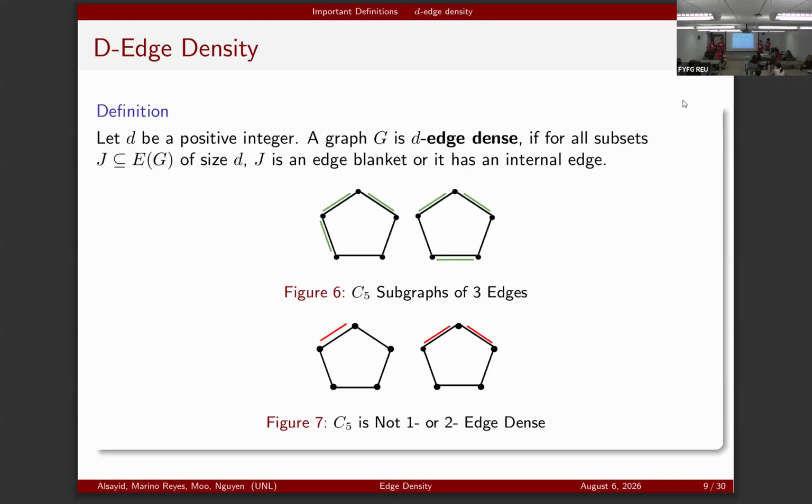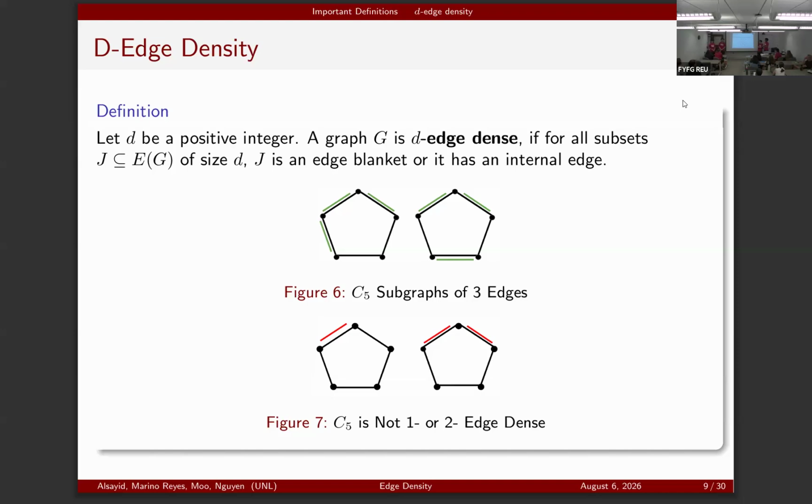In this example, the graph C5 shows how we apply the definition. When we select three edges, these are the two possible subgraphs with three edges in the green. The green satisfies the required criteria of having an edge blanket and or an internal edge. This example on the right is an example of an edge blanket because the edges in the green could touch these remaining two edges in the original graph. And this example on the left is both an example of an internal edge and an edge blanket.